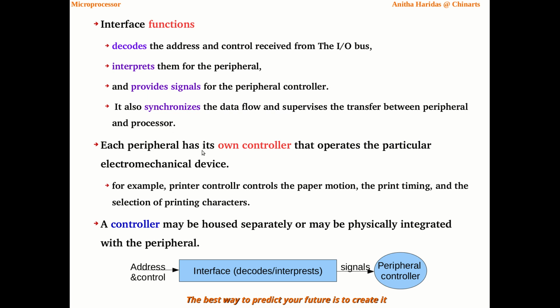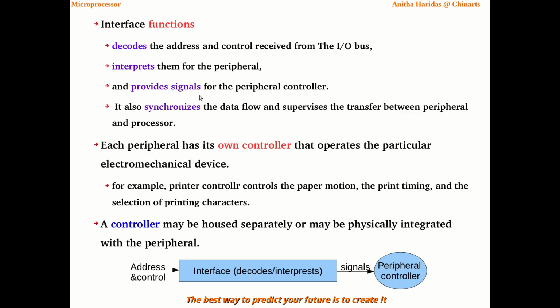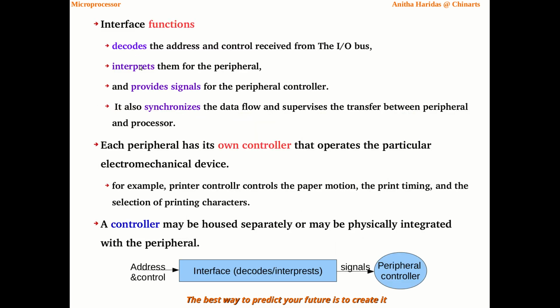So each peripheral will have its own controller that will be operating the electromechanical device. For example, a printer controller controls the paper motion, the print timing and the selection of printing characters. All these things will be done by the controller, which you call the interface of the printer. So this interface will be decoding, interpreting, providing the signal, and it will have the synchronization process. In the same way, this interface will also have the four functions: decoding, interpreting, issuing the signal and synchronizing.